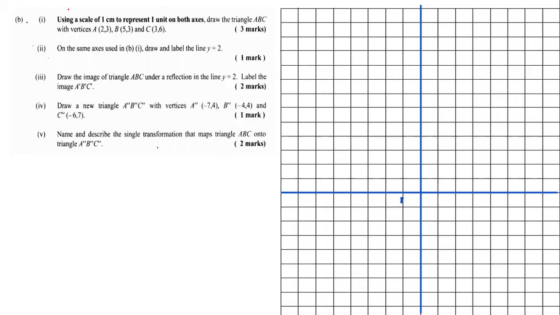I need to plot the points here. So this one would have been 1, 2, 3, 4, 5, 6, 7. 1, 2.